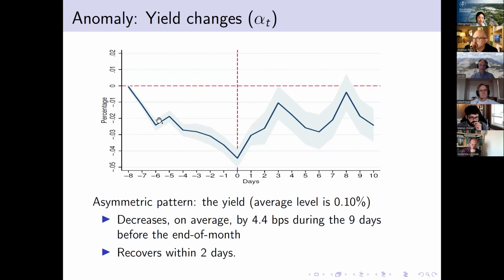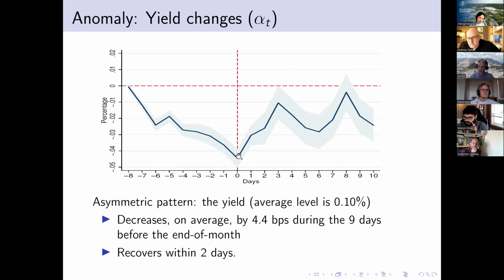And then, this is now the pattern in terms of the yield change. So, before I showed you the bond return here, this is the yield change. Of course, what you see is that on average yields drop about 9 days before month end. You get about a 4.4 basis point drop. And then you recover within 2 days.